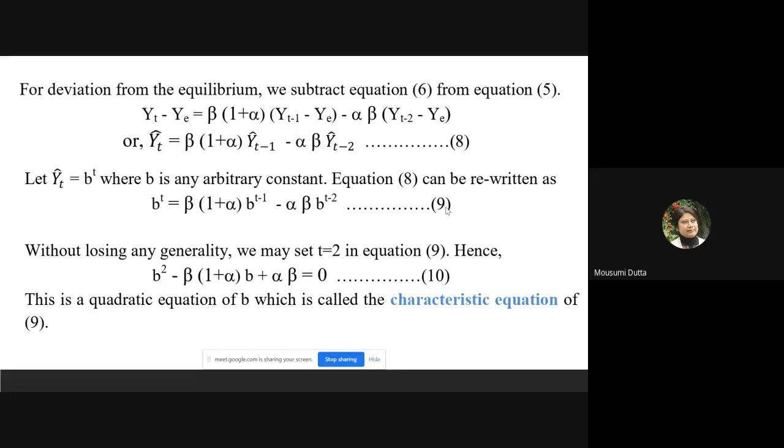So equation number 10 is okay to all of you? Anyone, any question? Up to equation number 10, the quadratic?